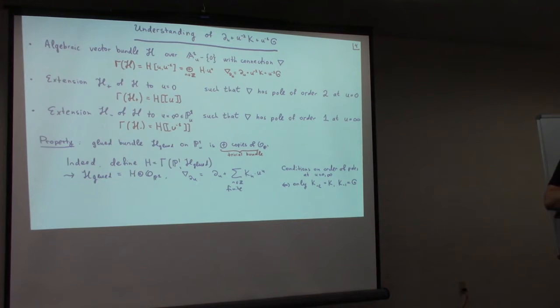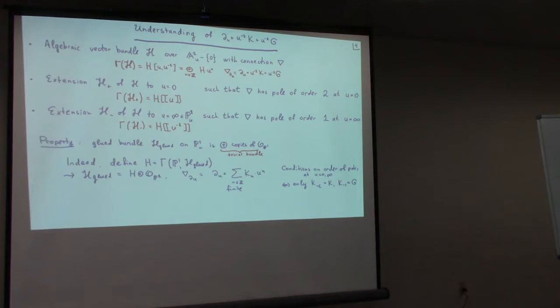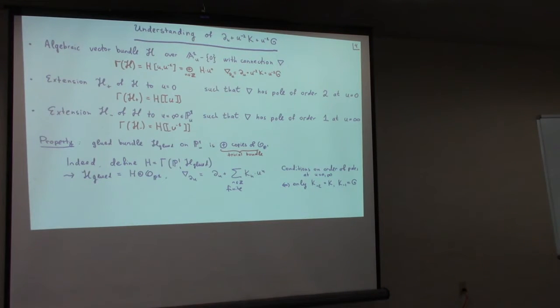Now I want to say that this bundle is trivialized. So what does it mean? I can extend it to 0. Let's set the formal neighborhood of 0, and in this case, just take Laurent Taylor series in U. And when I extend to 0, I want to ask that the connection have a pole of order 2. Before I had just an abstract algebraic connection, but now extended to 0, so the pole has an order 2. Also, I can extend it to infinity.